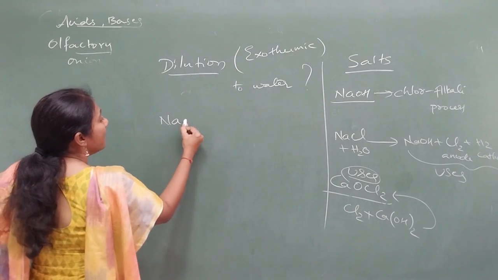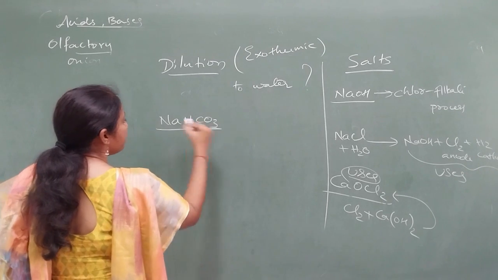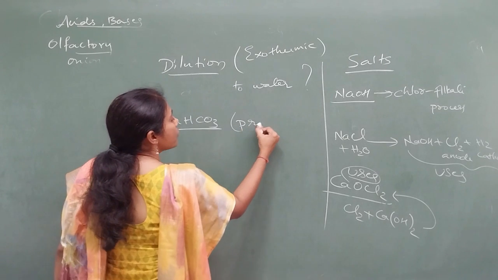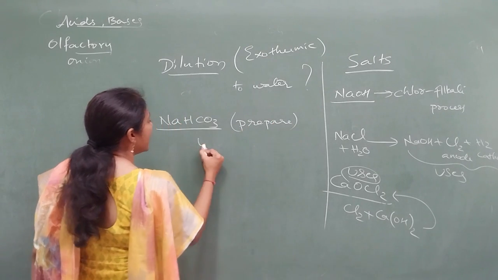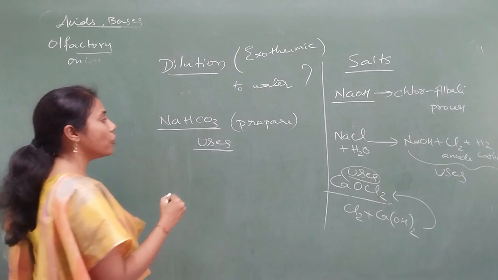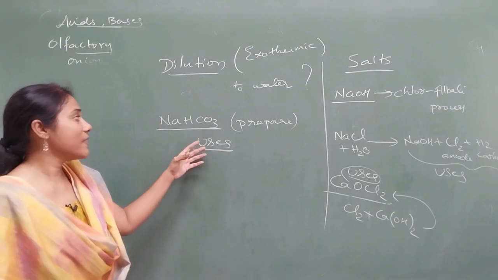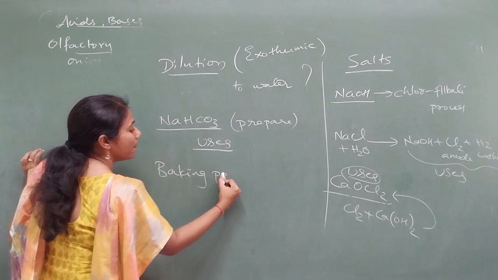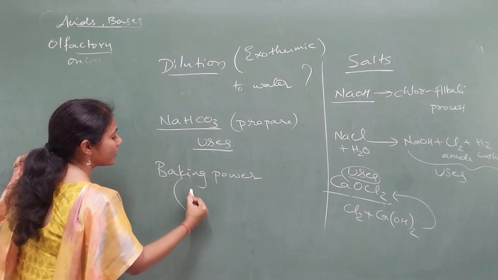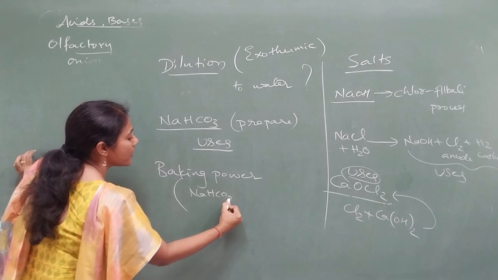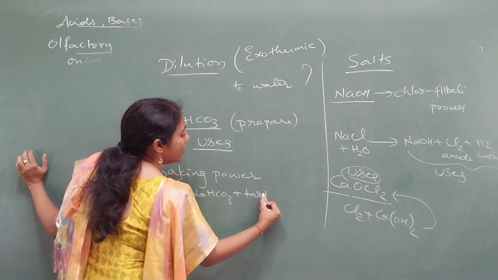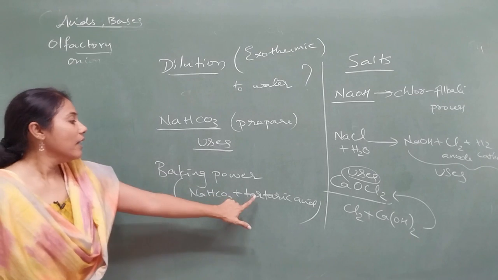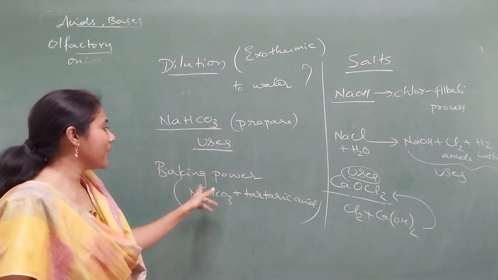And coming to baking powder, NaHCO3. Its preparation reaction is important. So how do you prepare this and what are its uses? NaHCO3 is used as baking powder. Baking powder is actually a combination of NaHCO3 and tartaric acid. So this is the chemical composition of baking powder.